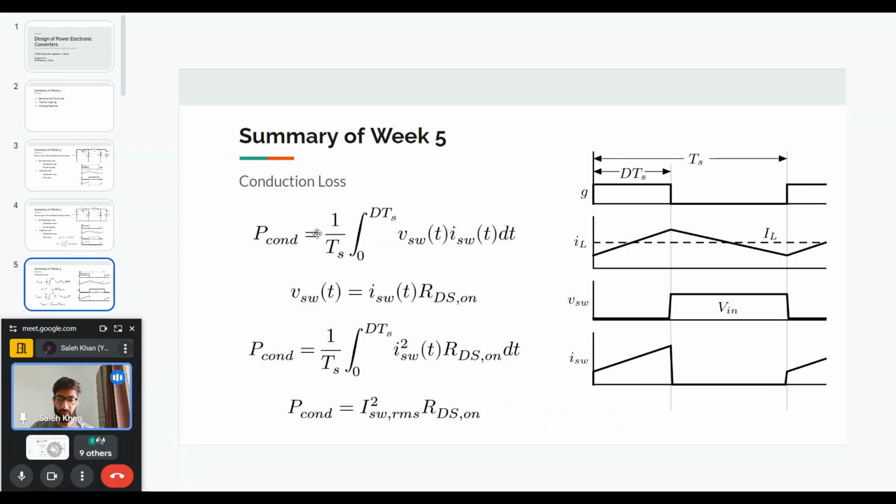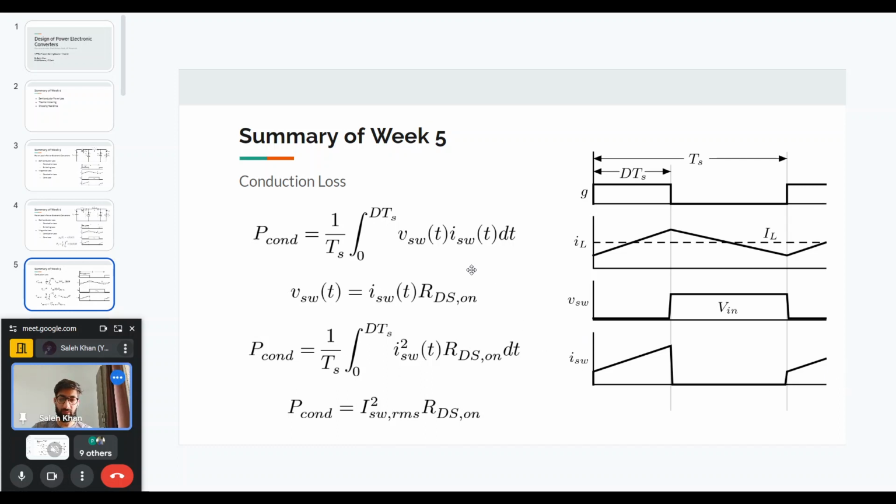So the conduction loss, if we see for the buck converter, the MOSFET is on for the DTS interval. Whenever we apply a gate pulse, and we apply a gate pulse for a fraction of the total switching period, and that fraction is given by the duty D. So during that time, DTS, the MOSFET is on and it will carry some current. So if we want to find out the average power loss in one switching frequency period, then we have to find the average of the power loss in this period.